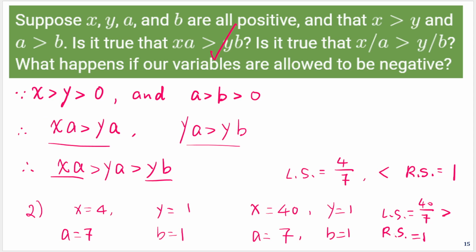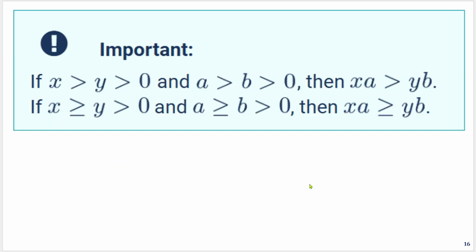So if we put this all together, we have the following properties. If x is greater than y, and both of them are positive numbers, and a is greater than b, and both of them are positive numbers, then we have x times a must be greater than y times b. And this is also true for the non-strict inequalities.